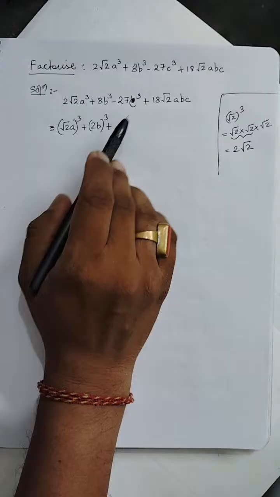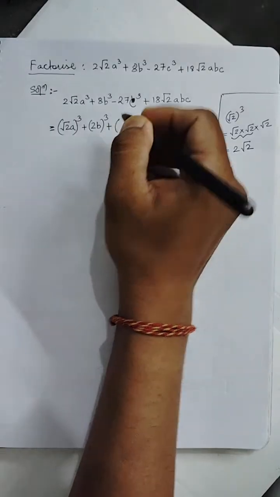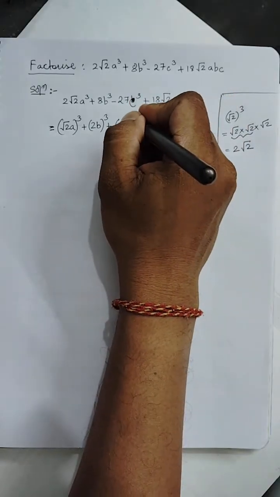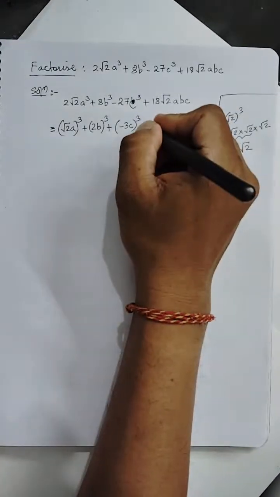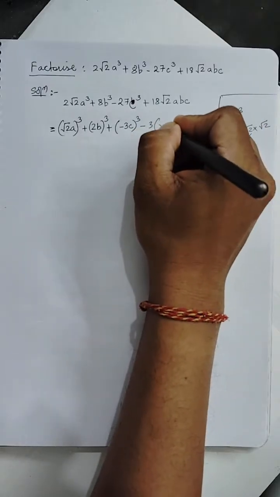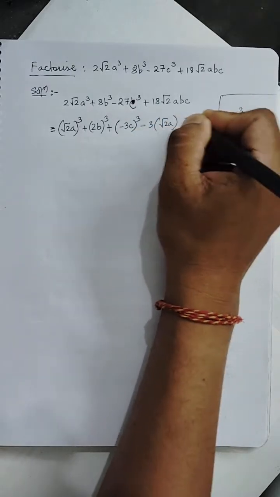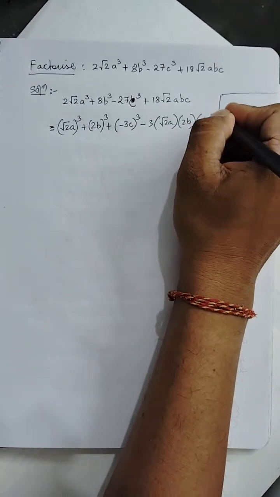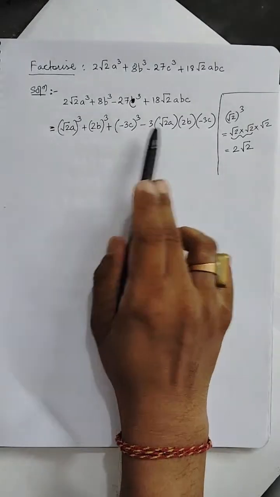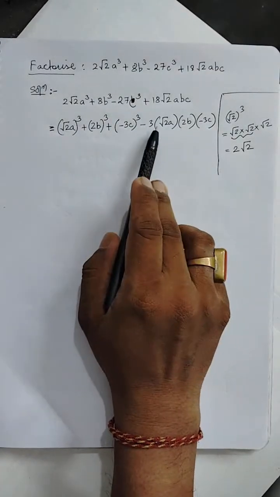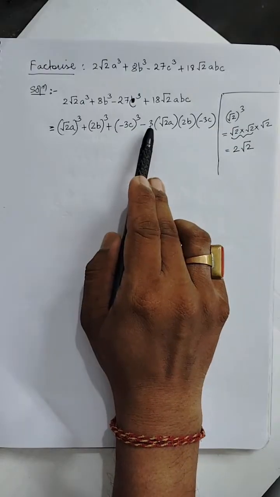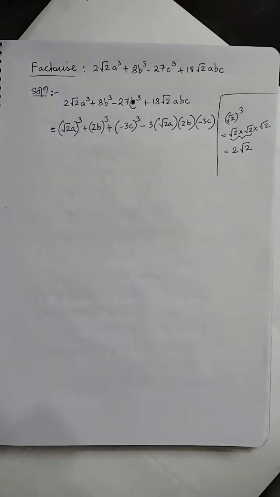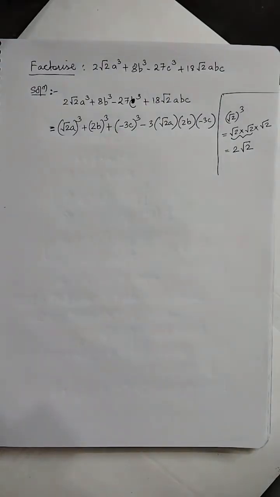And this is plus, जैसा कि बताया आइडेंटिटी में, we don't have any negative sign, so इसमें पॉजिटिव डालना ही है, and then -3c whole cube, and -3 into √2a, 2b and -3c. Okay, so negative positive, then 3 into 3 is 9, 9 into 2 is 18, √2 a, b and c. Okay, so now we can proceed for the factorization part.